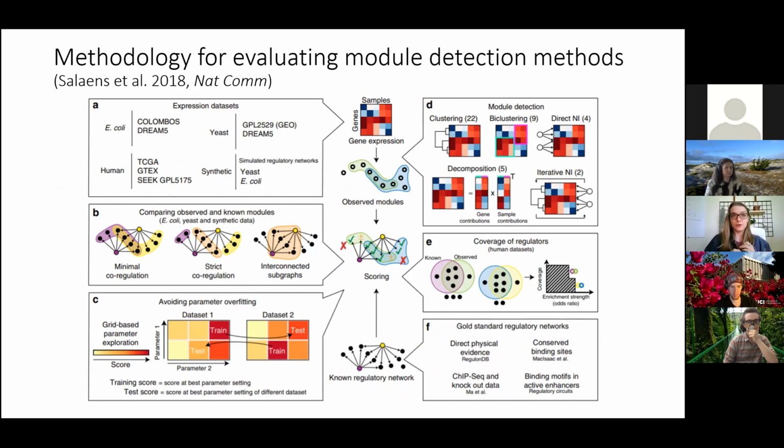So first I want to go over their methodology that these authors used to evaluate module detection methods. They tried 42 different module detection methods. Most of these were different methods of clustering. There was biclustering, direct network inference, decomposition methods such as ICA, and iterative network inference. And they used 9 different expression data sets from 3 different organisms and also a synthetic data set. And they came up with a new evaluation metric to compare observed versus known modules because existing metrics can't handle overlapping genes. And so I thought this paper was pretty thorough and comprehensive in their approach. And so they did a pretty good job convincing me that what they were saying was true.